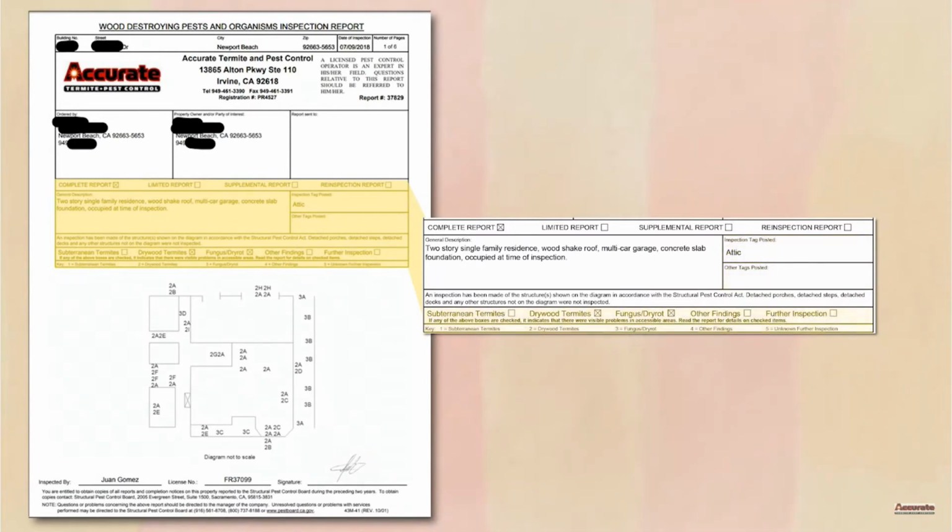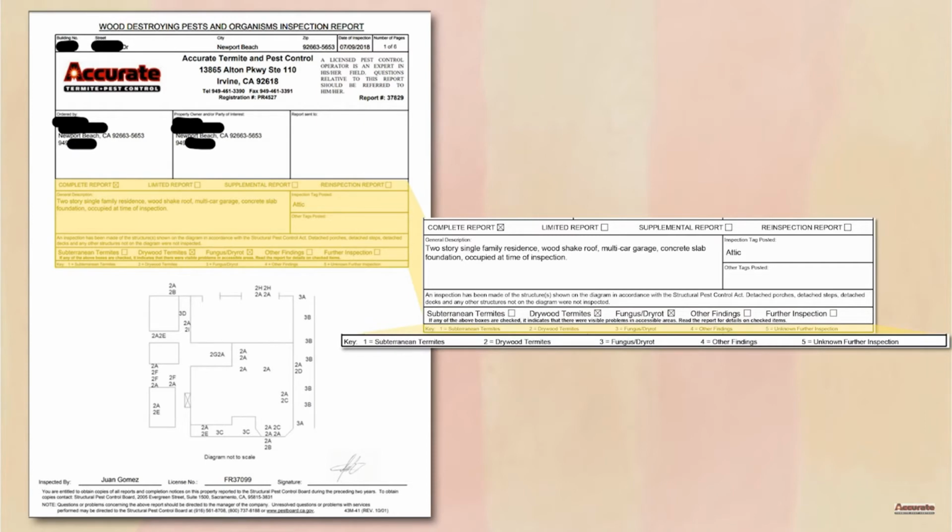Here's a key of codes that will correspond to the findings of this particular inspection. In this little snippet of the report alone, you can get a general idea of what was found. You will notice that all codes that start with the number 1 correspond to findings of subterranean termites. All codes that start with the number 2 correspond to findings of drywood termites. All codes beginning with 3 correspond to findings of fungus or dry rot. All codes starting with 4 correspond to other types of findings.